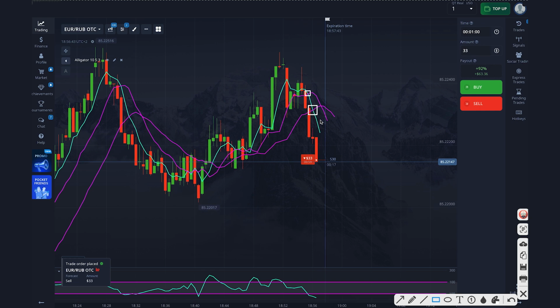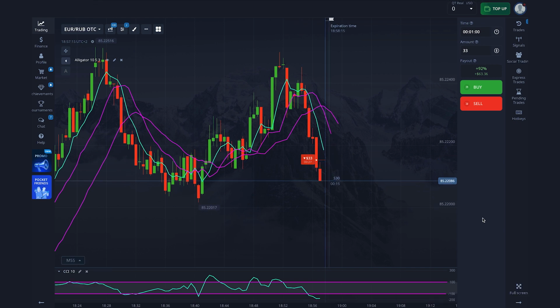Next, we pay attention to CCI. Here, the turquoise line crosses the bottom line from top to bottom, which enhances the initial signal. This confirmation suggests that the downward trend is developing consistently and the market is indeed moving into a downward phase.